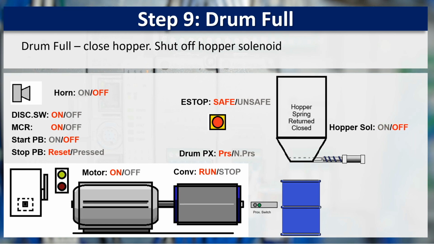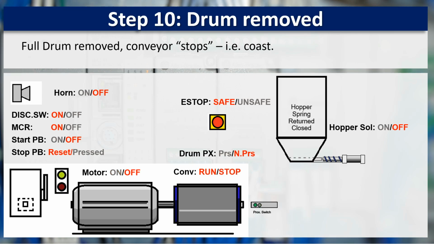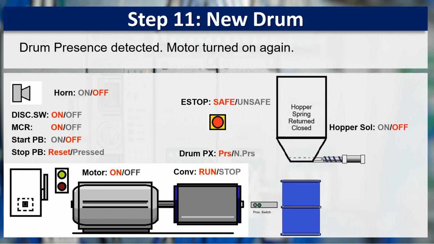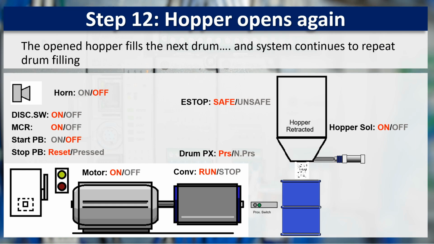When the drum is full, the hopper solenoid is shut off and it closes the hopper. The drum swaps out, and the motor is allowed to coast. In other words, they take power away from the motor and its inertia will continue to run, waiting for the next drum. Once the drum presence has been detected, the motor is turned on again. Having both the motor running and the drum present, the hopper then opens and begins to fill the drum. And this system continues to repeat for every single drum filling.